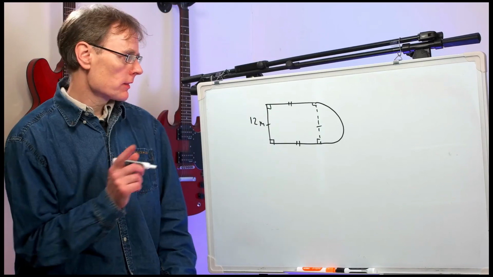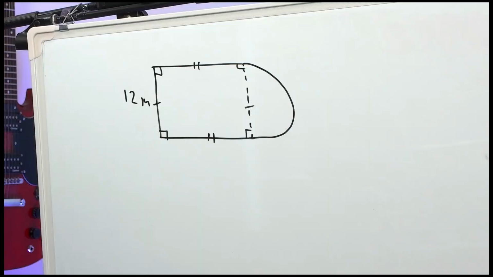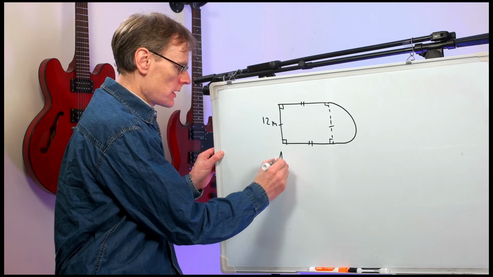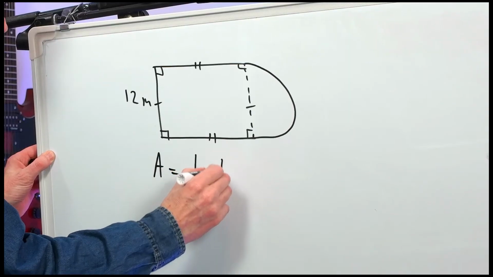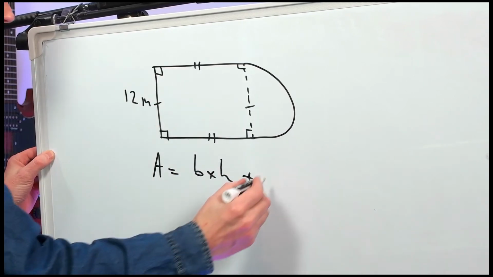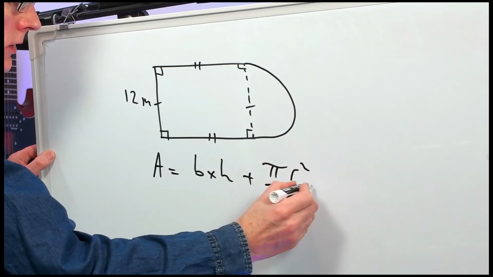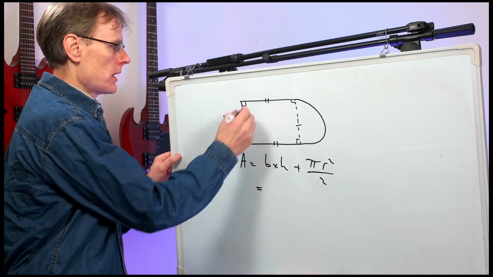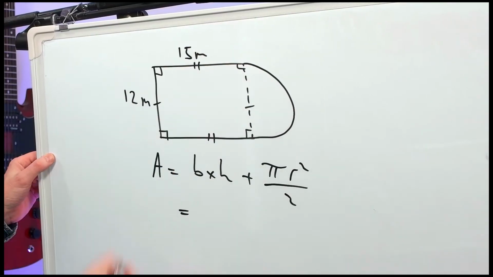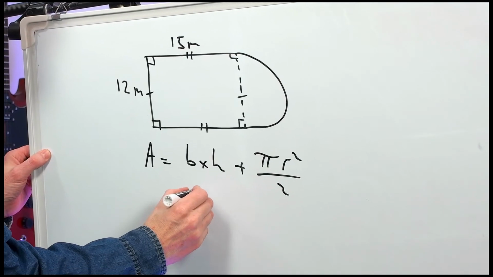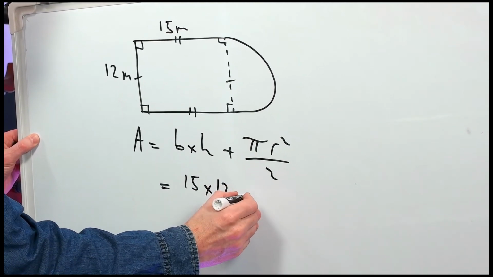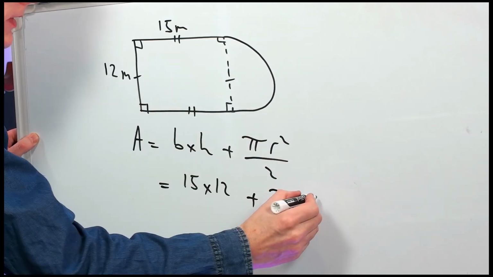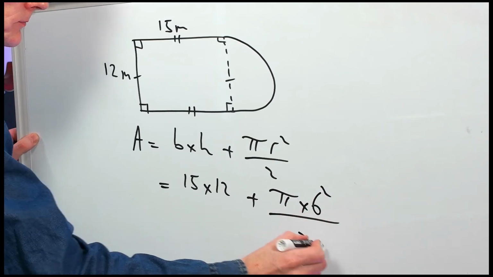Now, how would you try a question like this? Here we have a rectangle and a semicircle joined together. Do it all in one go. Make a nice big proper expression. You would say the area equals the base times the height, that's the rectangle, plus pi r squared over 2, that's the area of the semicircle. So that's going to be, oh, we need a length here, don't we? Let's make that, say, 15 meters. So that's going to be 15 times 12 for the rectangle, plus pi times the radius, 6 squared over 2.